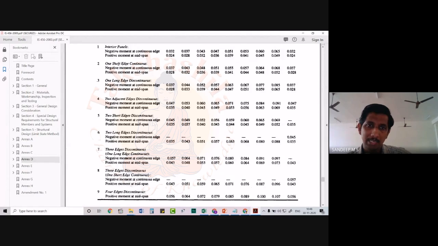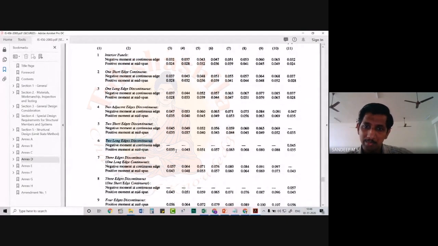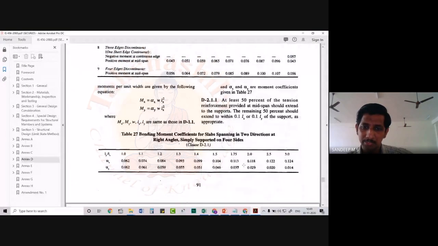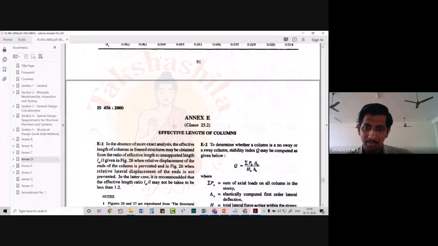So based on these conditions, let's take one more condition. Say 2 long edges discontinuous. In this case, if you see, you don't have any negative value for the alpha x coefficient, but for alpha y, you have a negative coefficient. So let's refer to the figure. Basically, this is 2 long edges discontinuous. So where was that figure?